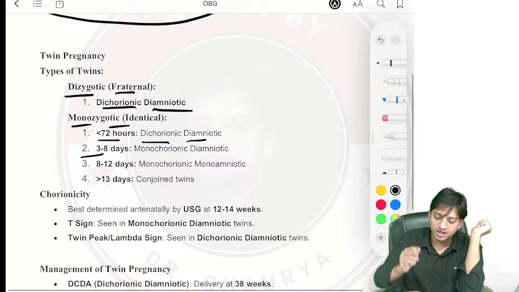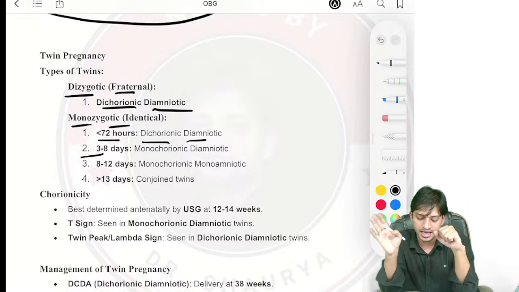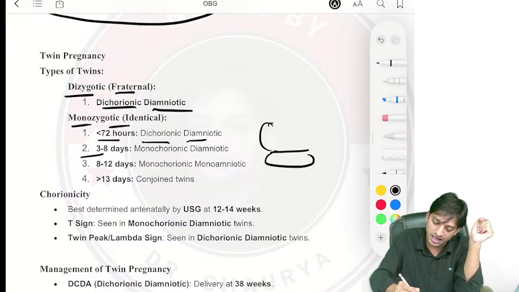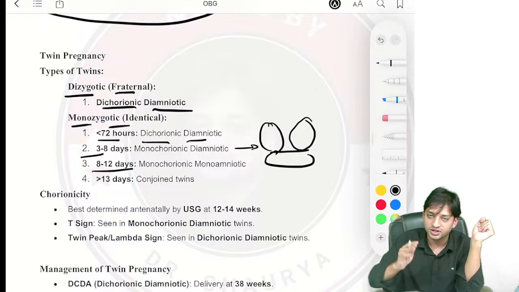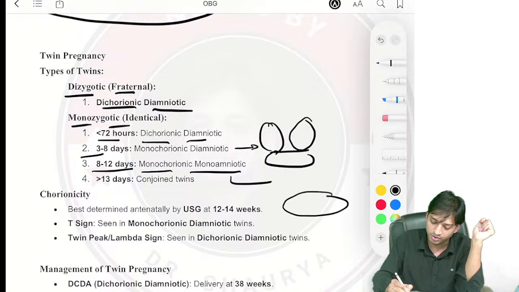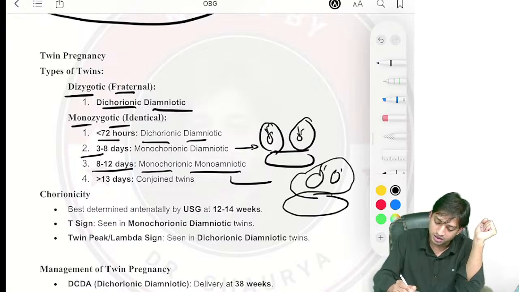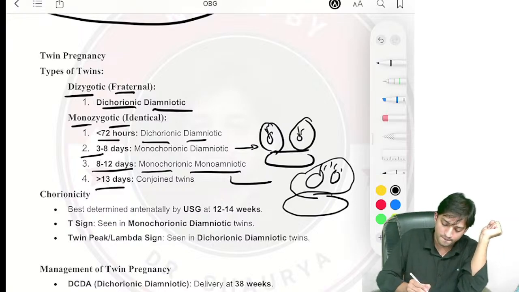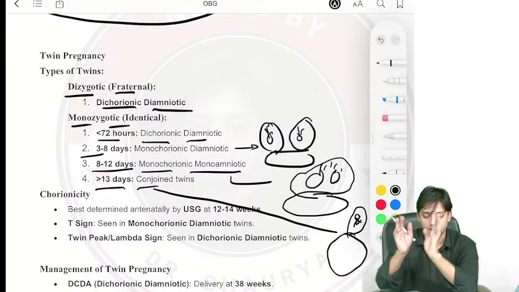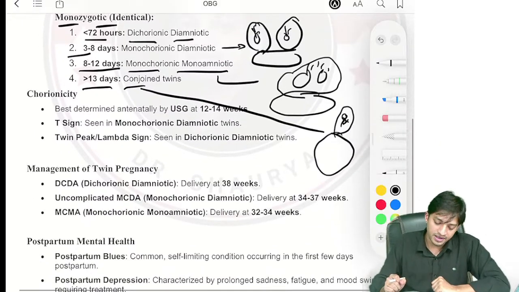If the splitting happens at 3 to 8 days or 4 to 8 days, then it will be monochorionic. The chorion will be the same, mono, but the amnions will be different, right? Monochorionic diamniotic. If splitting happens after 8 to 12 days, what will happen? Monochorionic, monoamniotic, the chorion will be the same and the amnion will also be the same. The fetuses will be present in the same amnion, right? Now, if more than 13 days, then there is risk of conjoined twins, same monochorion, monoamnion, and the fetuses will also be conjoined.